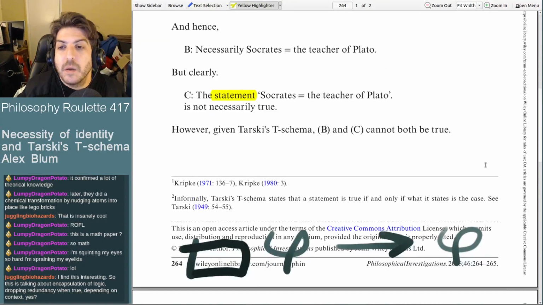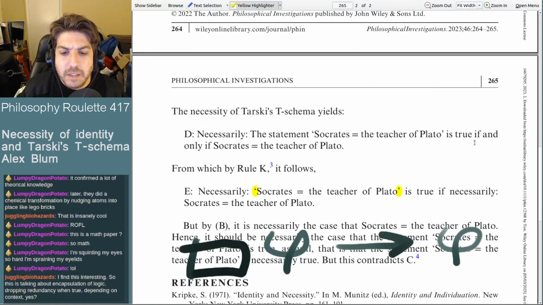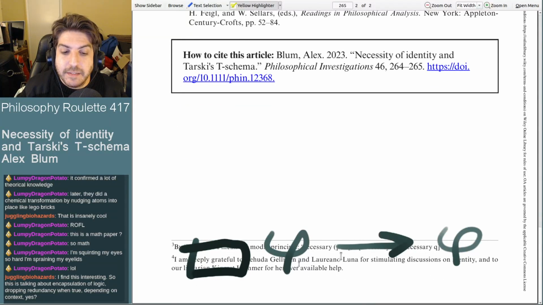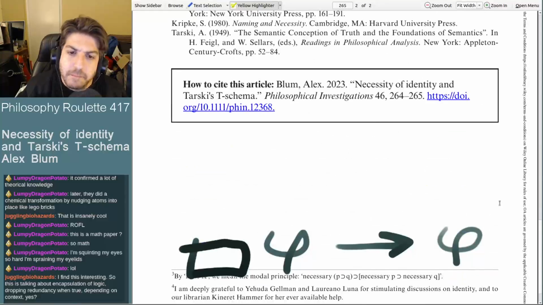Like, what do we actually, you don't see a whole lot of logic here. Okay, and say rule K. I was just looking here. Okay, they're just distributing the necessity operator, the box.